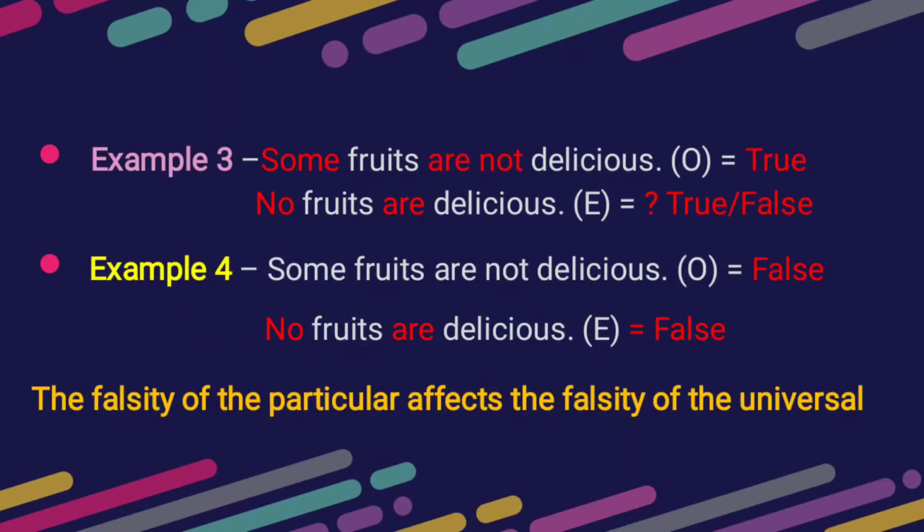Example number 4, some fruits are not delicious, this is false, and no fruits are delicious, this is also false. The falsity of the particular affects the falsity of the universal. So this is all about the subalternation. Thank you.